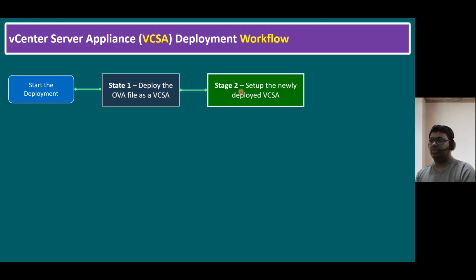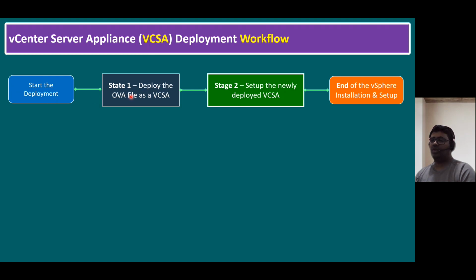Coming to stage two, set up the newly deployed VCSA. We have to perform some setup configurations like configuring NTP, time settings, and also SNMP and so on. That is a two-stage process, and finally, end the vSphere installation and setup. Installation is pretty simple. You can just download the VCSA OVA file from the VMware website and start the deployment.